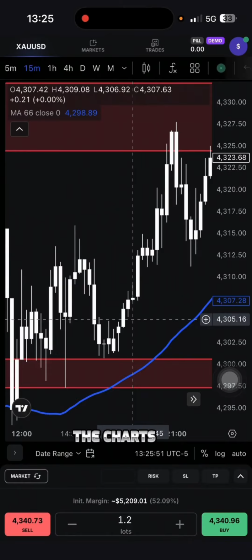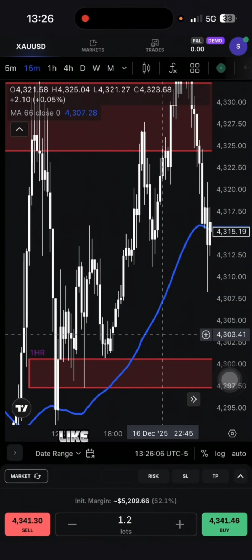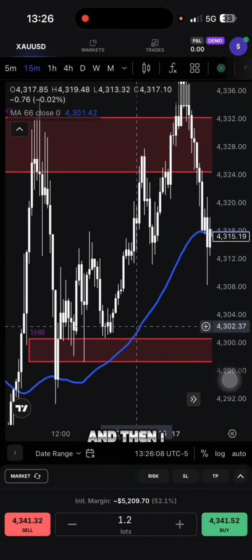The prices on the charts on TradeLocker and the charts on MT5 are a bit different. I don't know why. Anyways, it's like around this area, right? Like right around this area. And then I took it.